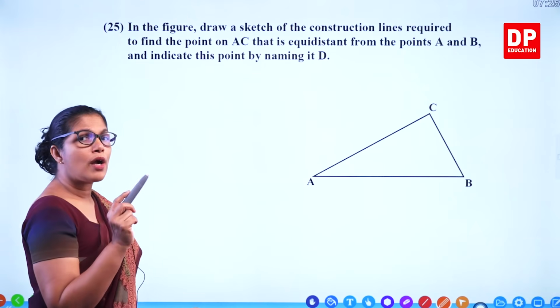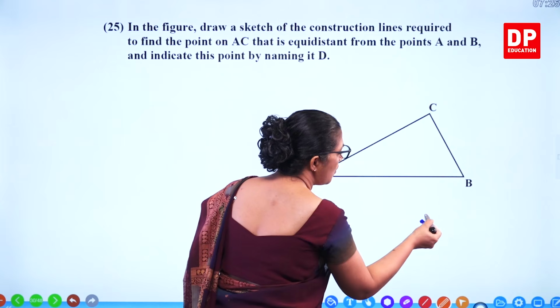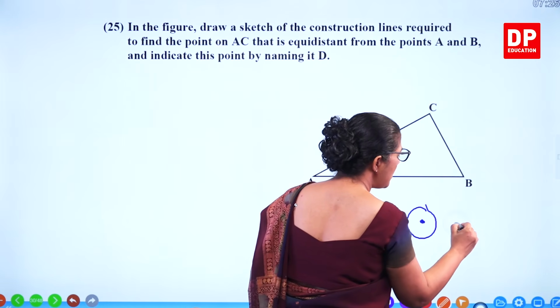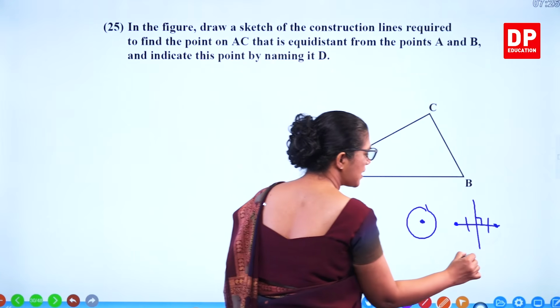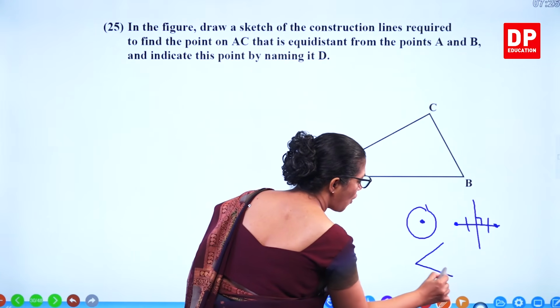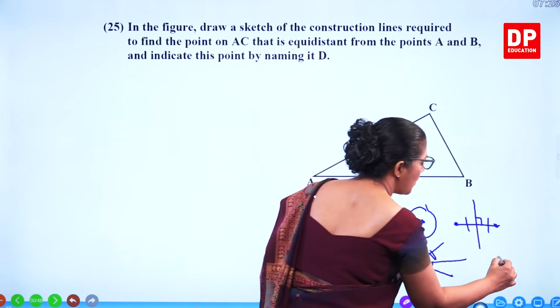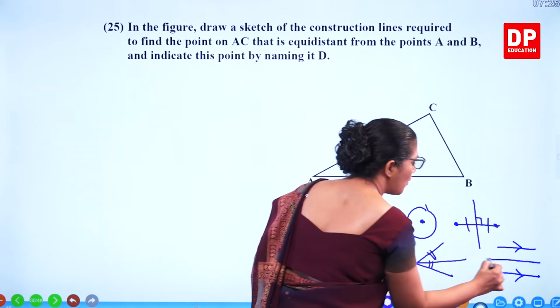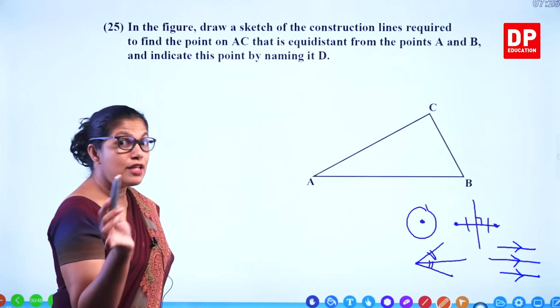So what are the loci points you need to remember? Equidistance from a point is a circle. And then equidistance from 2 points is the perpendicular bisector. And equidistance from 2 lines is the angle bisector. And equidistance from a line is 2 parallel lines above and below. So those are the 4 things that you need to remember.